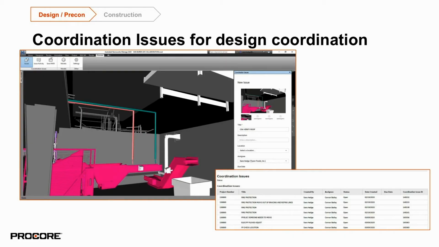Our drafting team uses the coordination issues feature heavily, and they love it. Prior to design collaboration meetings, a drafting team lead creates a Navisworks model and manually walks through the file to look for clashes, documenting them using the Procore plugin. They are assigned to the correct discipline and expected to be addressed prior to the next design meeting.